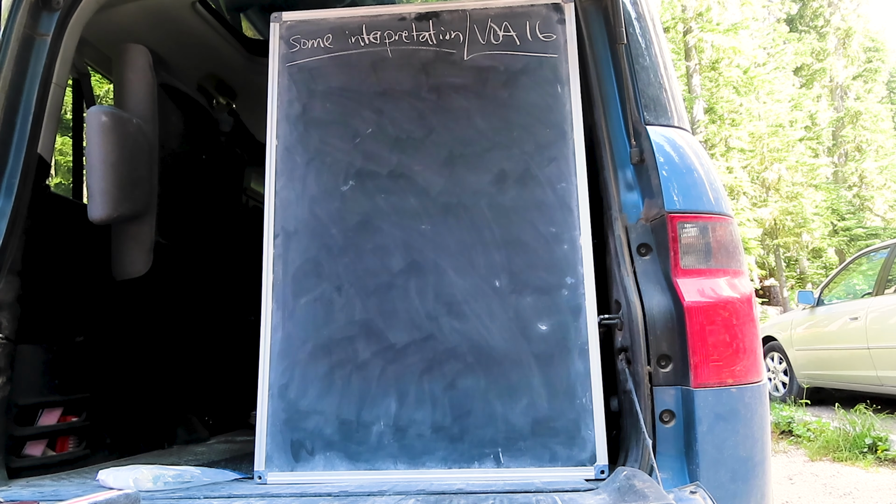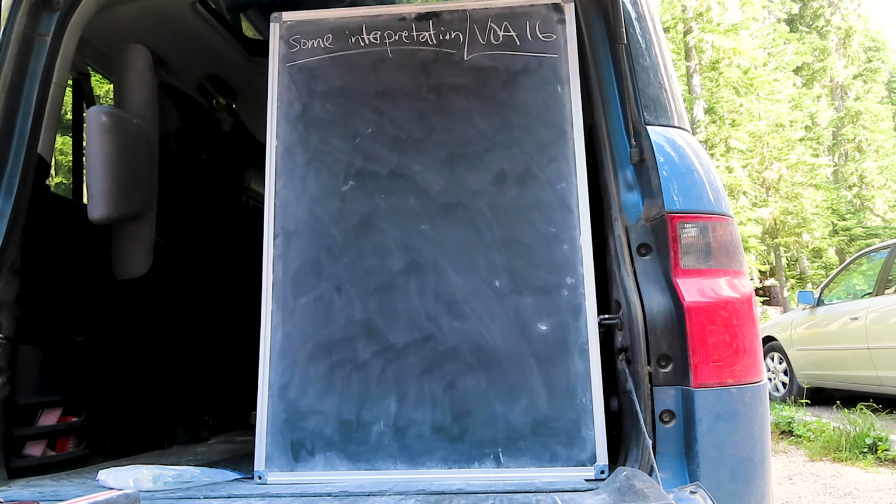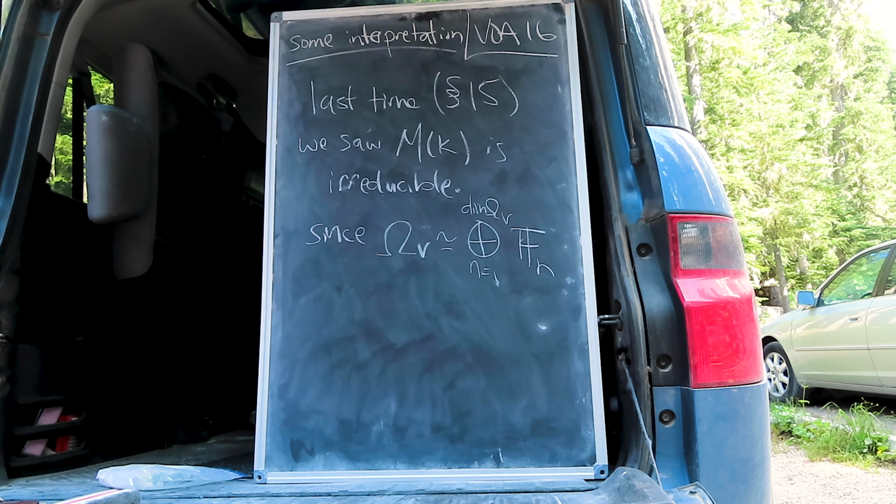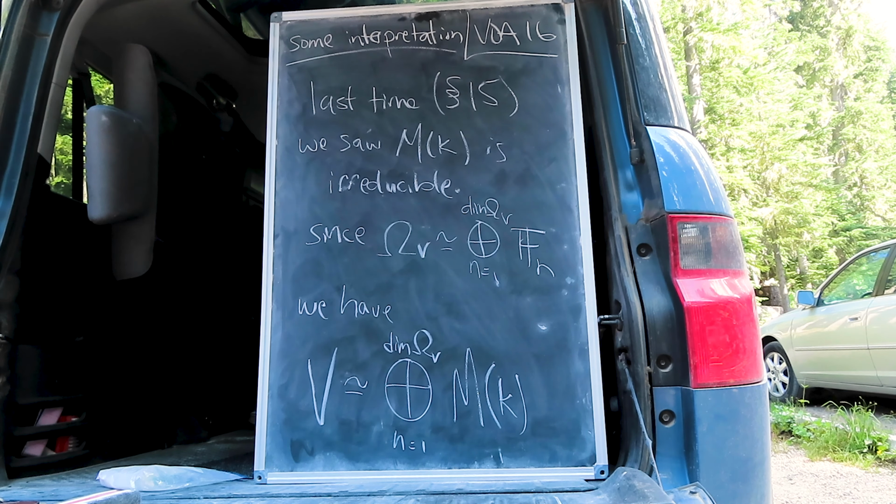Finally, a quick interpretation of this theorem. Last time, we saw that M of k was an irreducible H module, which we now see has a one-dimensional vacuum. Therefore, any H module V is reducible to copies of M of k, the precise definition hinging upon the choice of basis for the vacuum of V.